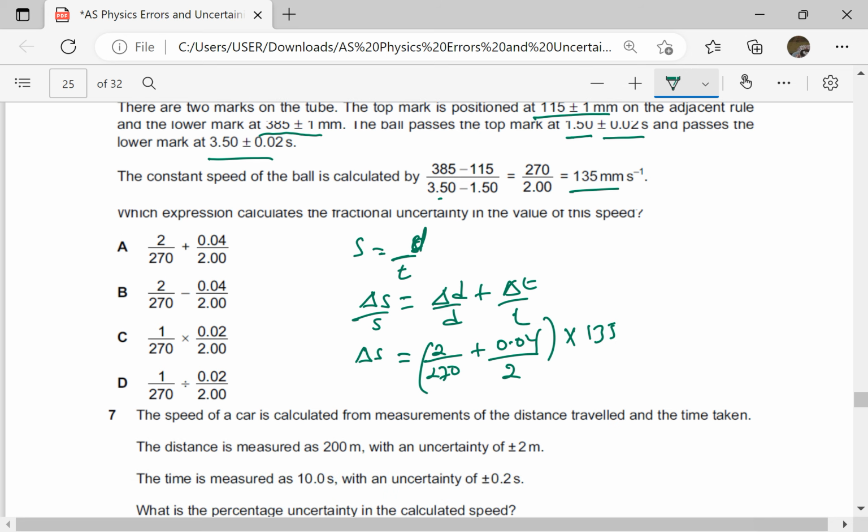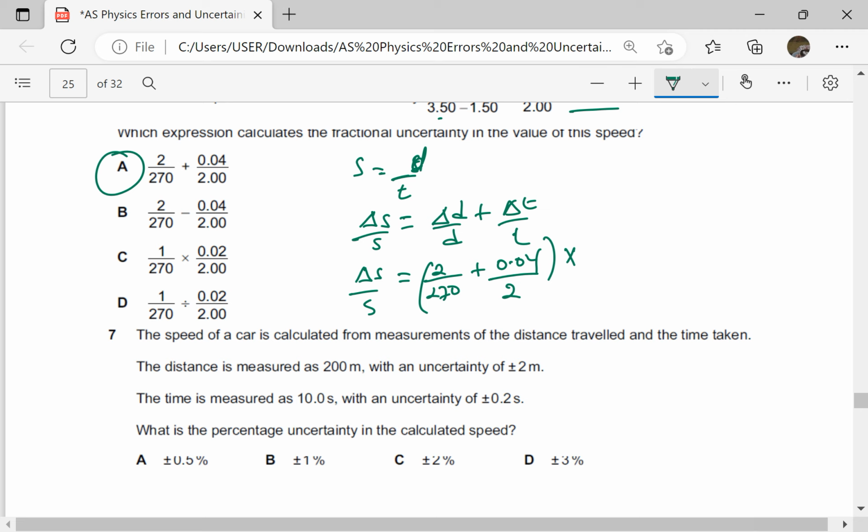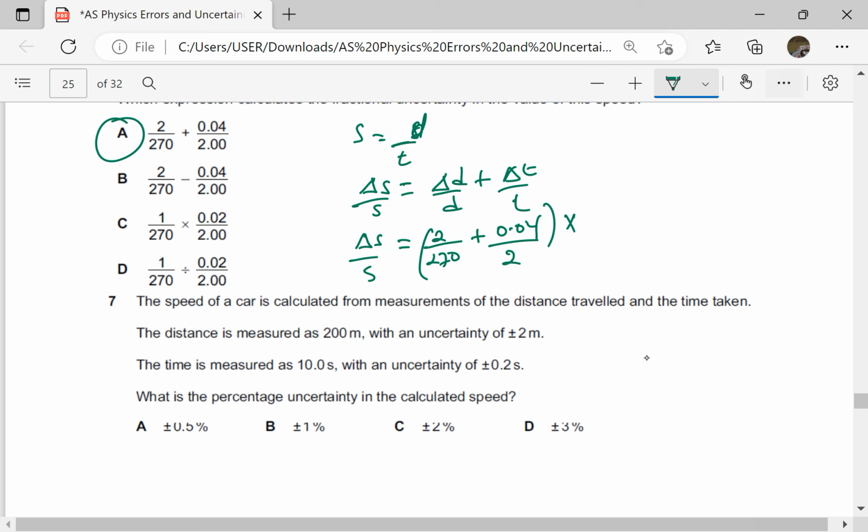So the question is, which expression captures the fractional uncertainties in the value of speed? So if I take this one back, it is going to be A, because this is just if I wanted to find the absolute, but if there's fractional only, so this is going to be the fractions.